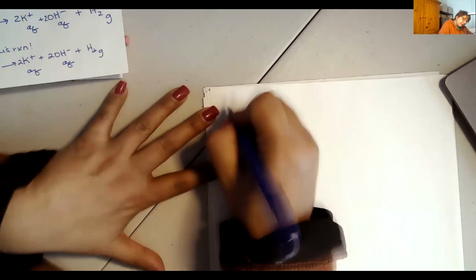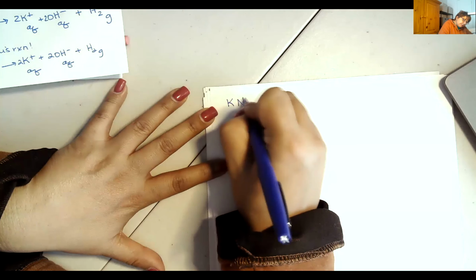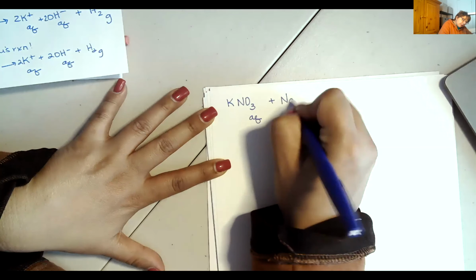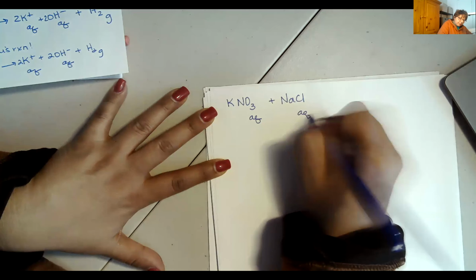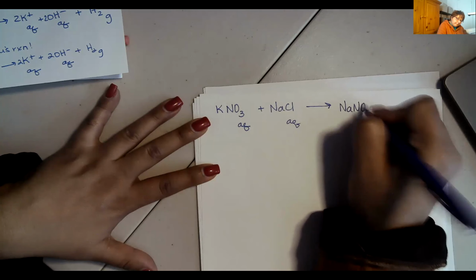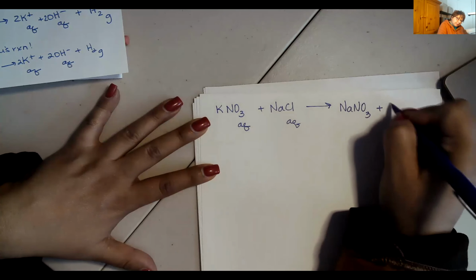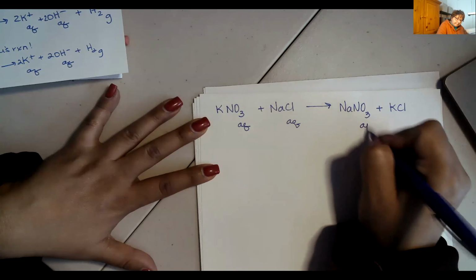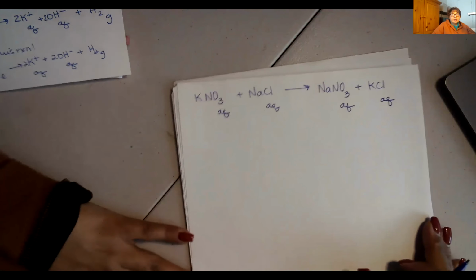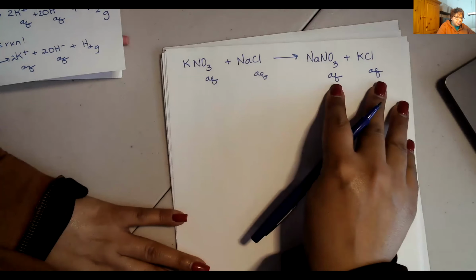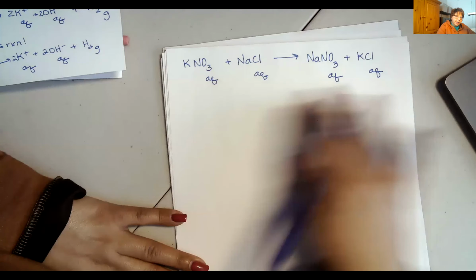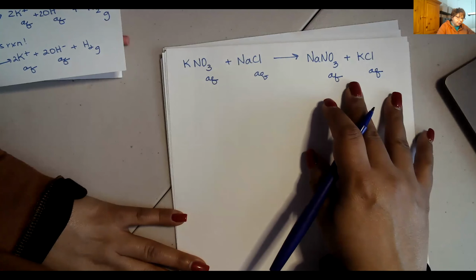Let's say we take potassium nitrate and sodium chloride, and we allow them to react in solution. If we look at the solubility chart, we'll find that the two products are aqueous. Now this equation is balanced. Okay, so that's our molecular equation.